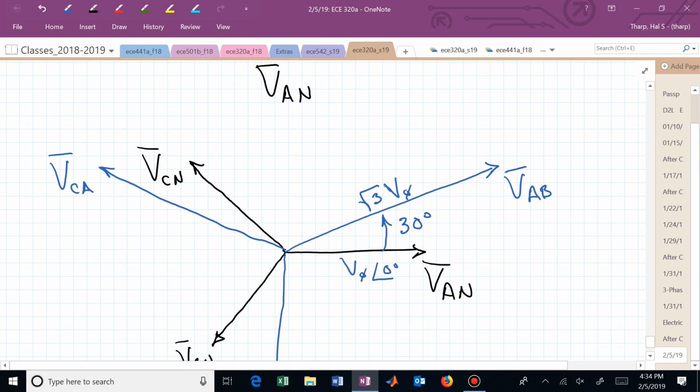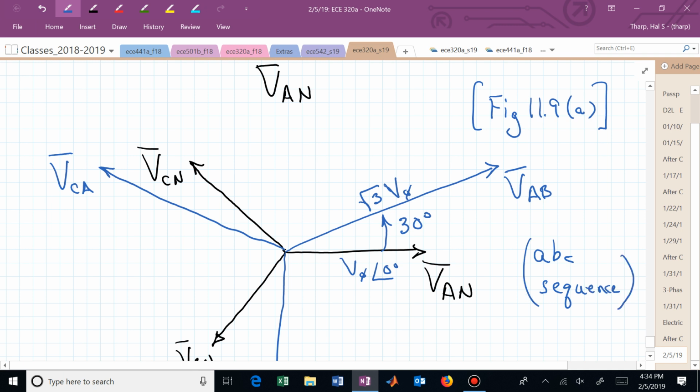And if you don't like my diagram, you don't have to live with it. You can go into the book and find that in figure 11.9 part A. And this is for a specific sequence. We assumed a positive phase sequence. Yes? I'm assuming that's why it's called positive phase, because the phase voltage leads. So you could say, well, the way I'm going to remember this is that this is a positive phase, and now the line voltage is 30 degrees bigger than the phase voltage.